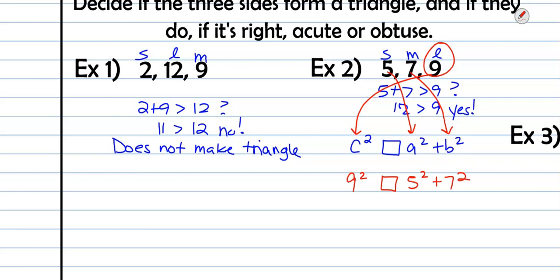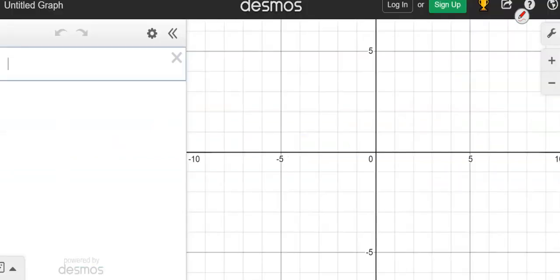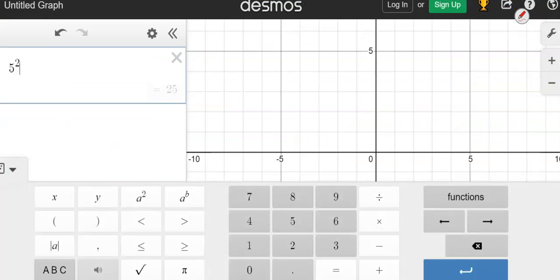And then we're actually going to evaluate. So 9 squared is 81. And then what I usually do is I just grab a calculator and type in the rest of it. So 5 squared plus 7 squared, just type that in together, and you get 74.